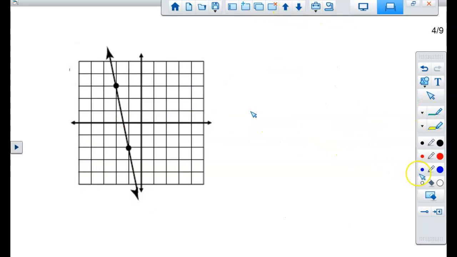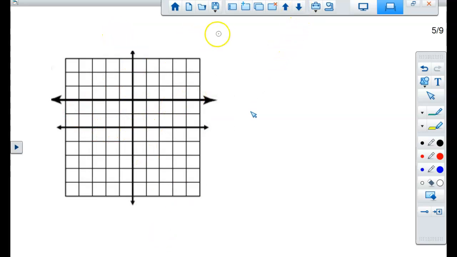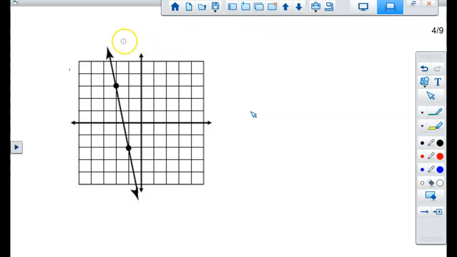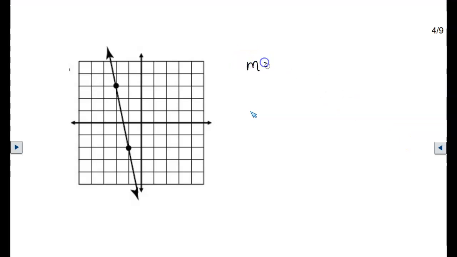All right, here's another line. Now you'll notice this line is going downhill as compared to this line. Wait, I went the wrong way. This line that we just did was going uphill. This line is going downhill. So let's see how that affects things. All right, so here's my line. I know that slope is rise over run.